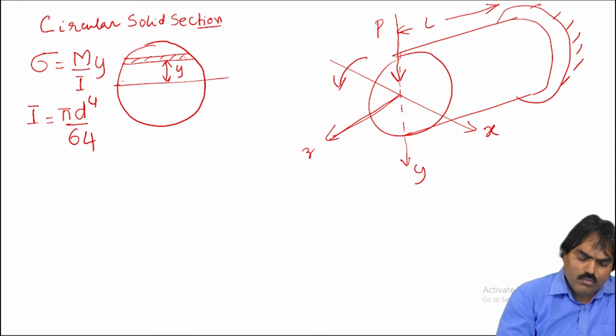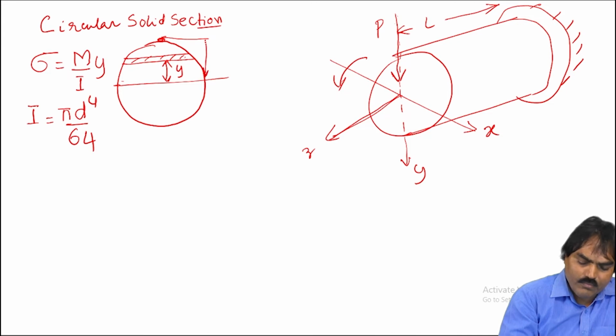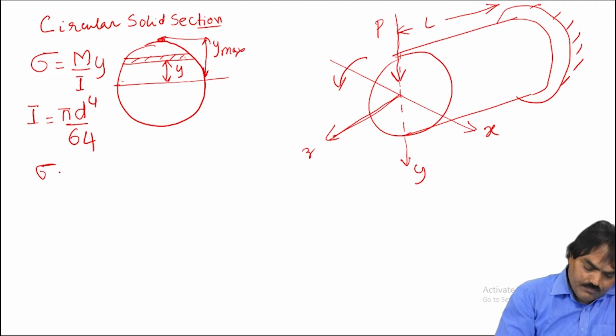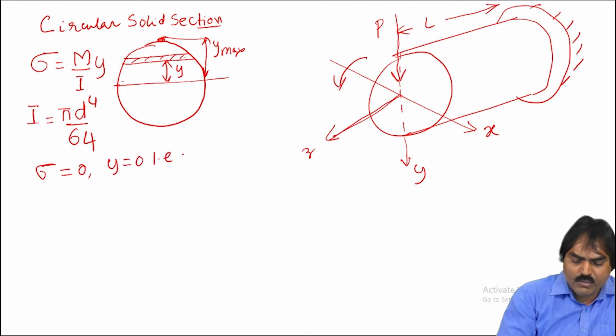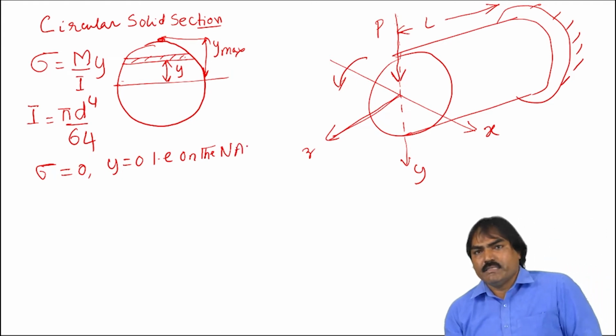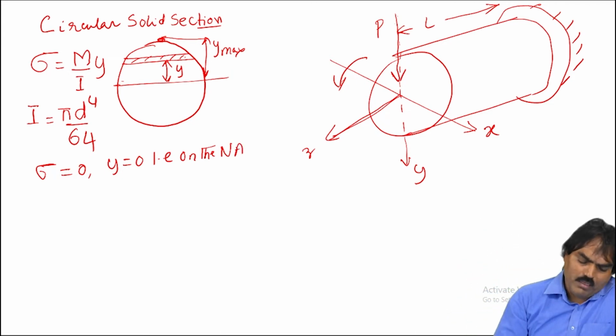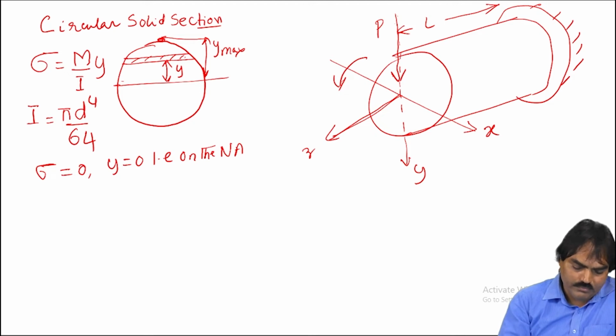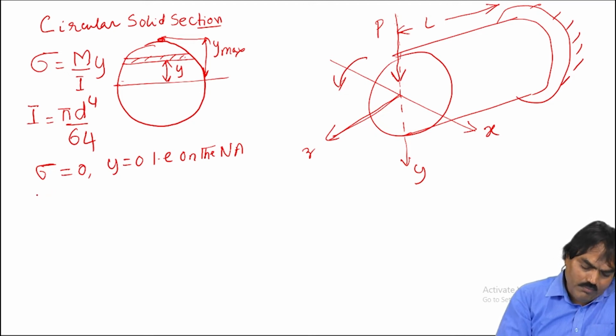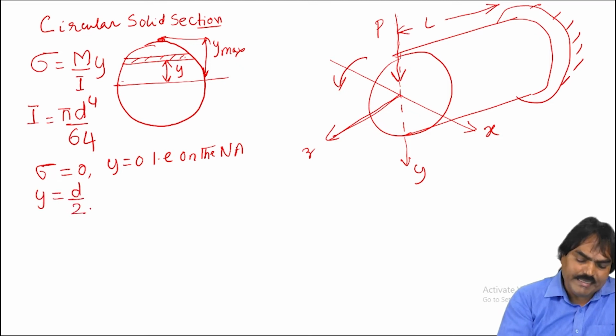Now, the maximum bending stress occurs here at the top point where the distance is y max. Therefore, sigma will be 0 when y is equal to 0, that is on the neutral axis. On the neutral axis, the bending stress is 0. Now, when y is equal to d by 2, where d is the diameter of the circular section.